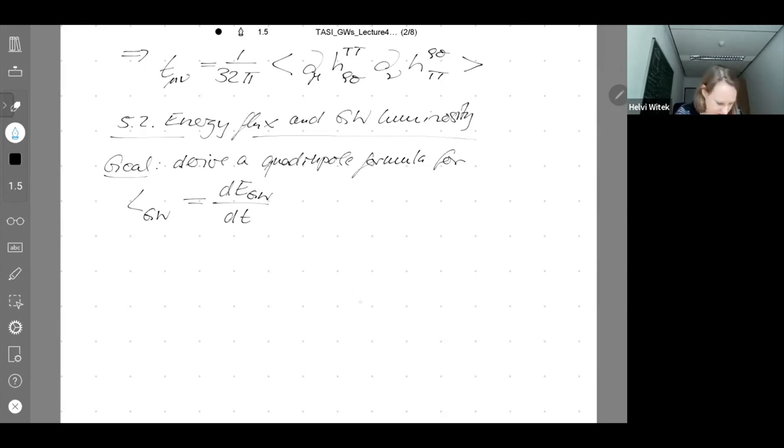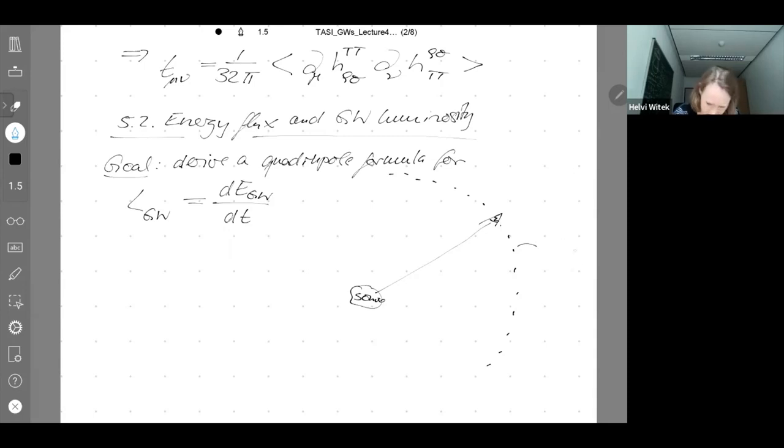We've seen that several times now. So we have our source here. We have our observer somewhere sitting here. There's some radial distance. And now we want to measure the flux arriving at our observer. So in other words, if we were to draw a circle around our source, we would want to measure the flux on this sphere here.